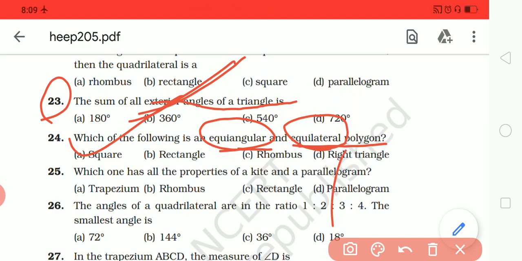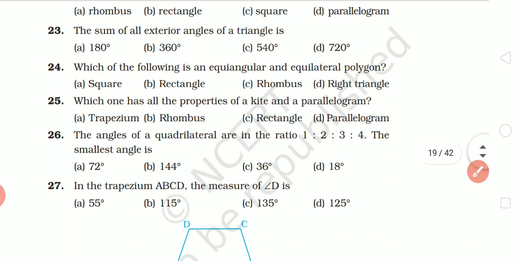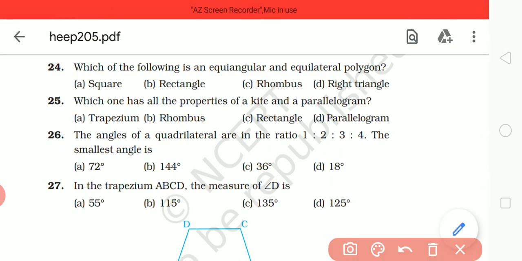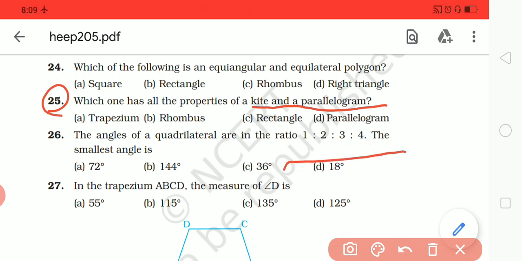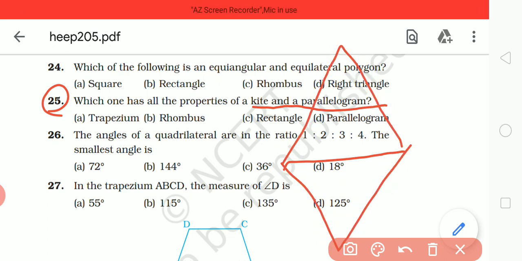Which of the following are properties of the kite and parallelogram? Okay, a kite is a figure having two isosceles triangles on the same base, where the upper and lower triangles are isosceles.